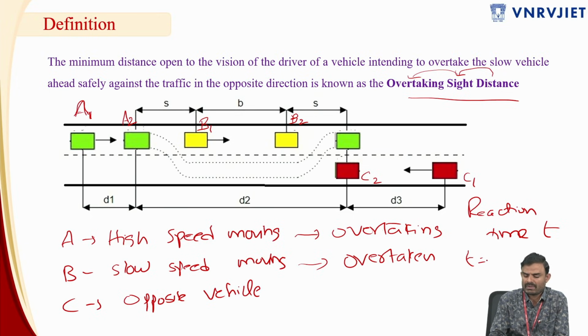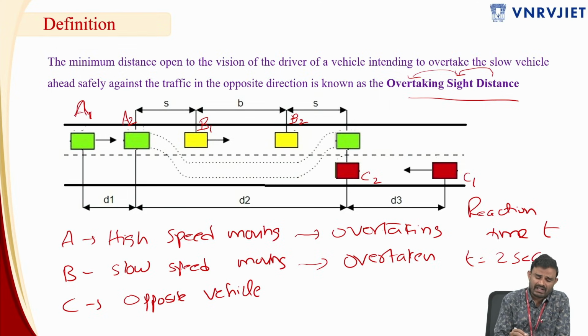The IRC code recommends the reaction time for the overtaking operation as 2 seconds. So vehicle A is going to travel behind the vehicle B at a speed of VB, not at the speed of V. Vehicle A is going to travel with the same speed as that of vehicle B because it is going to follow for some point of time.